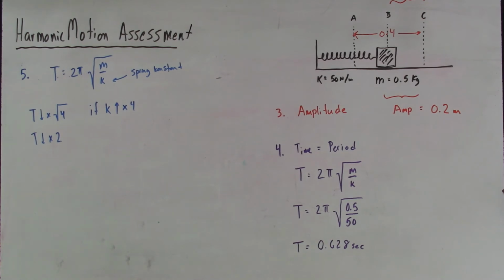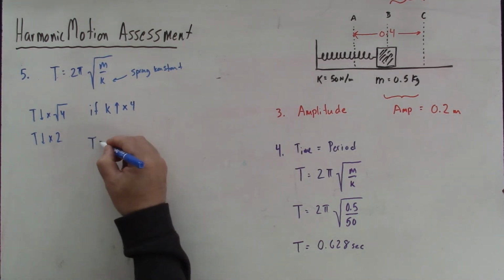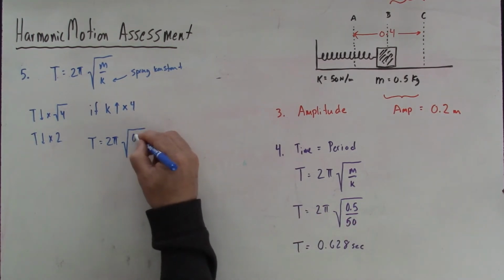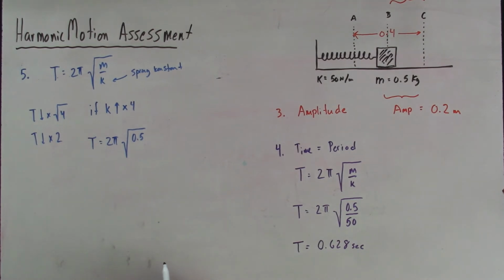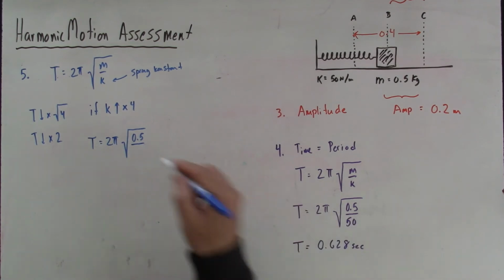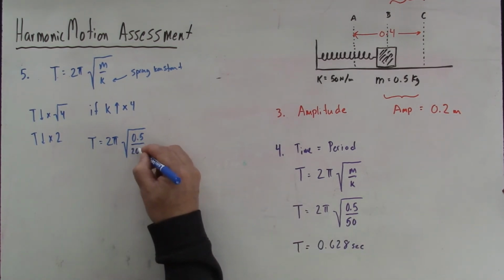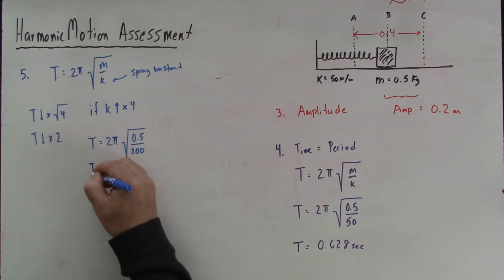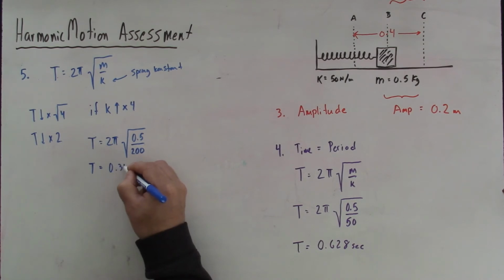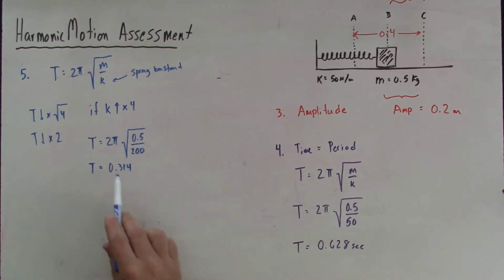Now, you could always just plug and chug this. 2 pi times the square root of, I'm going to put in the same mass, 0.5, but it says that we have quadrupled the spring constant. So the old spring constant was 50. If I do 50 times 4, that would be 200. And if I put this into my calculator, I end up with 0.314. And if I compare 0.314 to 0.628, we can see that it decreased by a factor of 2. So that's answer D, decreased by a factor of 2.